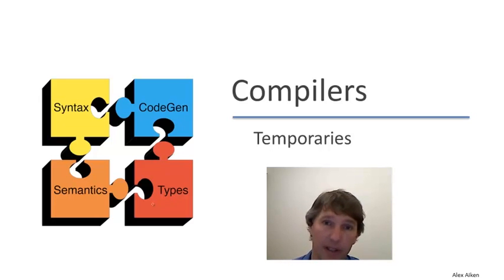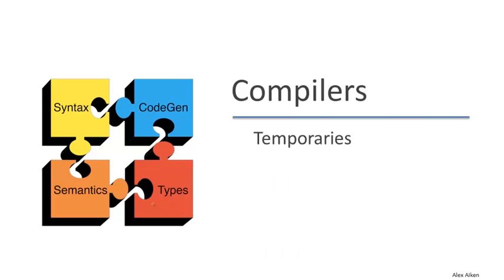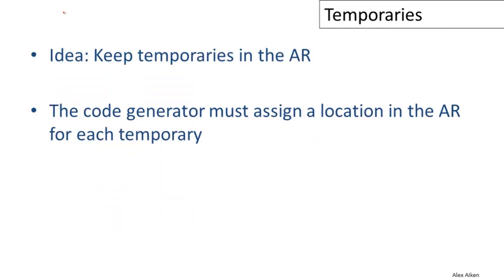In this particular video, we're only going to talk about the second one, and so we're going to be covering better ways for compilers to manage temporary values. So the basic idea, which we've already seen, is to keep temporaries in the activation record. Now, this is not as efficient as keeping temporaries in registers, but that's the subject of a future video. We're not going to talk about that today.